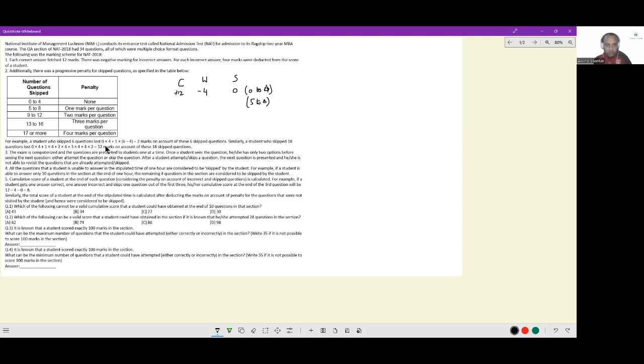For example, a student who skipped 6 questions lost 0 into 4 plus 1 into 6 minus 4 or 2 marks on account of these 6 questions. So for skipped questions, you can lose 1 to 4 marks for 5 to 8 skipped. Of course, this is in negative. Well, the dash in between 1 and 4 could be confusing. So we'll write minus 1, 2 to 4. Then for 9 to 12, you lose 2 marks per question.